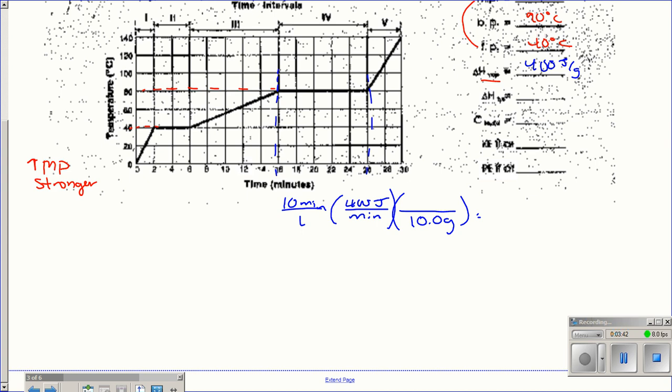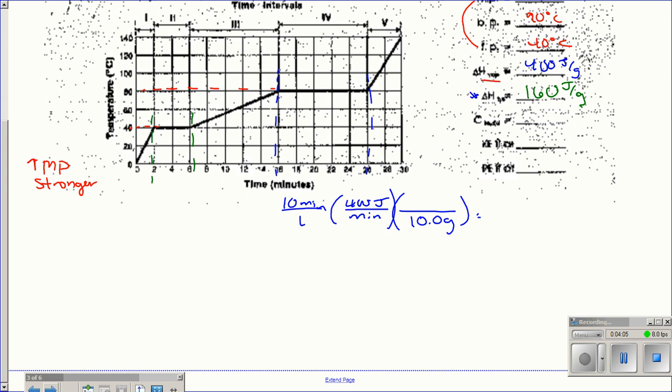Why don't you pause the recording and take a minute to calculate the enthalpy of fusion. Fusion is another word for melting. That occurs in this portion of the graph. Okay, I hope you've come back. And this will be 160 joules per gram.